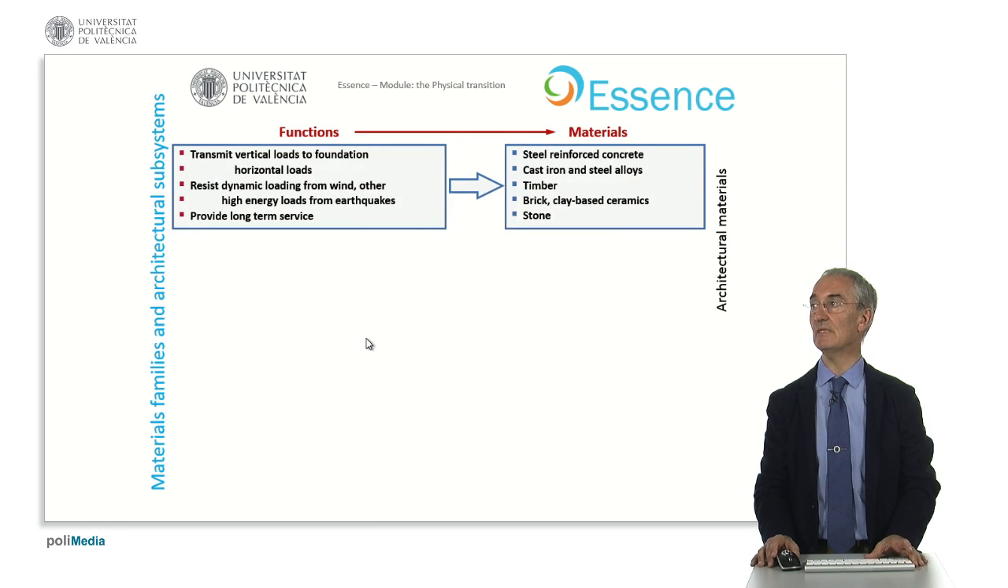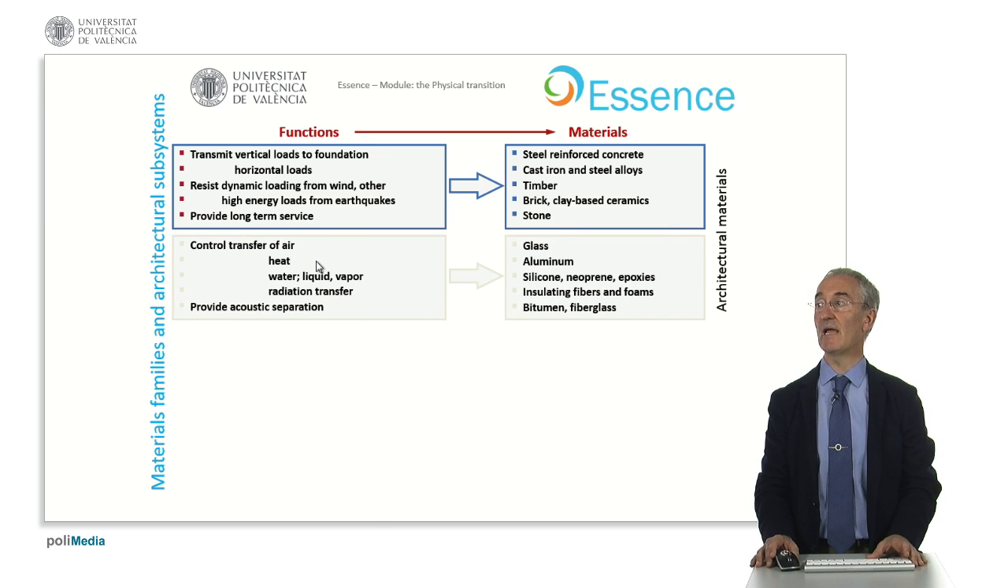Again, the functions are here. These are the constraints: transmit vertical and horizontal loads, dynamic, like in earthquake buildings, and long-term service. These are met typically with these materials: steel or cast iron, different metals which are cheap and readily available, timber, wood, or even brick or stone. All these materials have in common that they can provide a good average solution to these constraints.